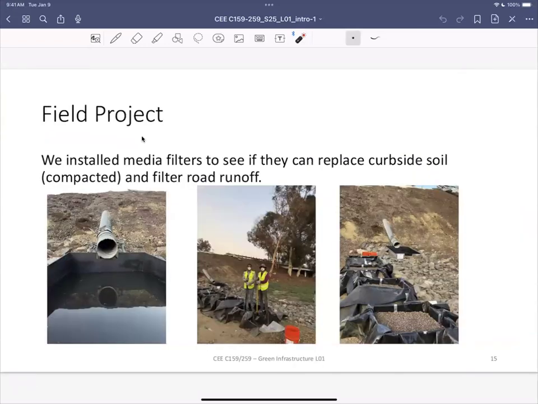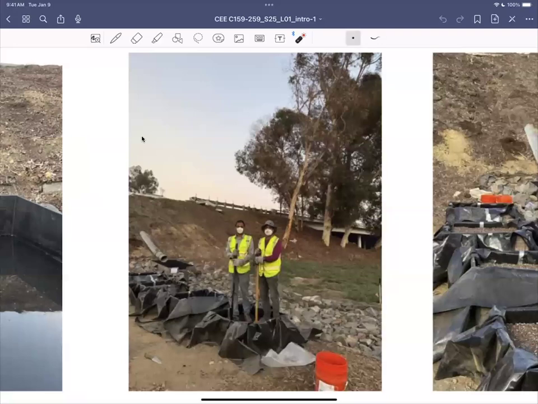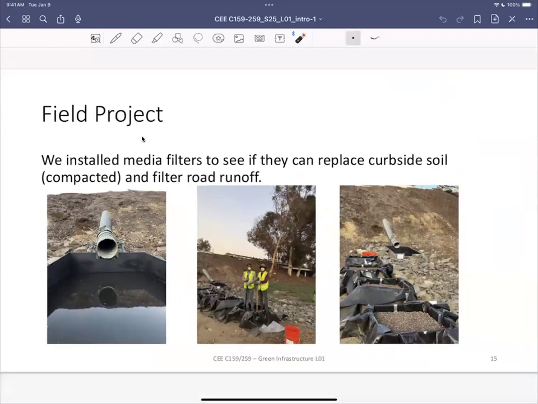These are pictures showing that the road runoff is coming to these big tanks, and the tank water is delivered to the treatment design that we are testing right now. The water is delivered on the top, filtered through the systems, and treated for a lot of pollutants. Here you can see some of my students and me compacting the soil so that we can simulate the roadside soil environments.